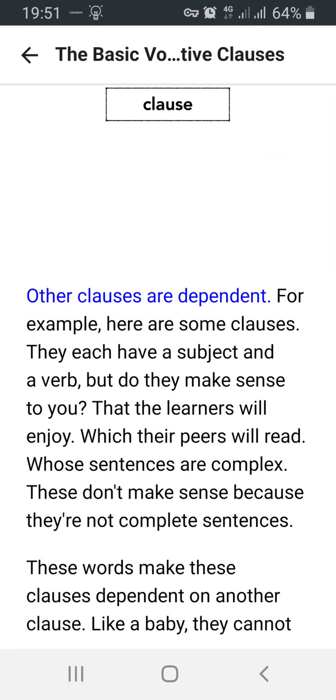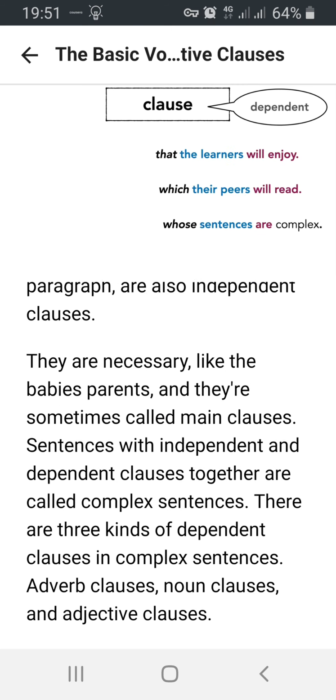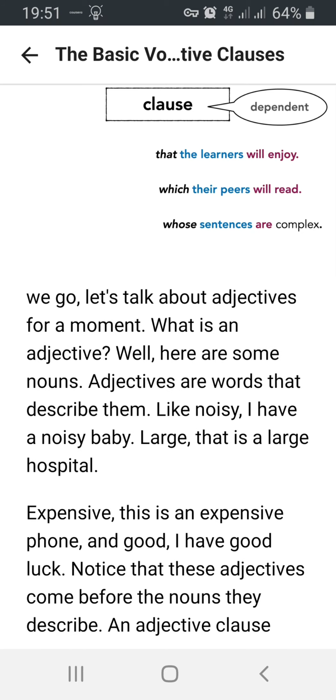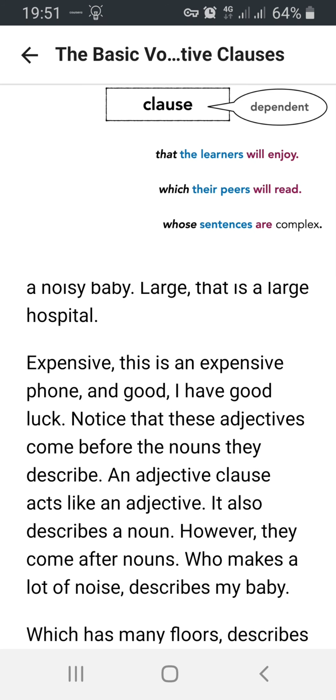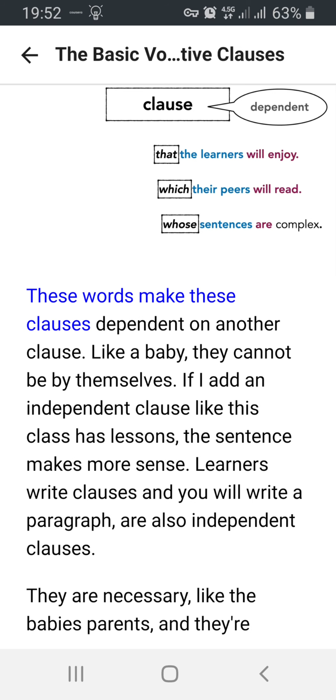Other clauses are dependent. For example, here are some clauses. They each have a subject and a verb. But do they make sense to you? That the learners will enjoy, which their peers will read, whose sentences are complex. These don't make sense because they're not complete sentences. These words make these clauses dependent on another clause. Like a baby, they cannot be by themselves.